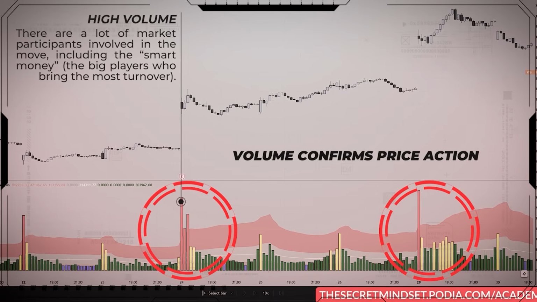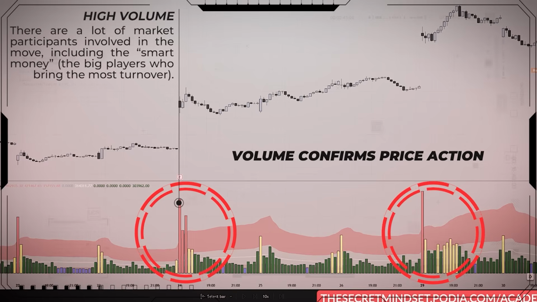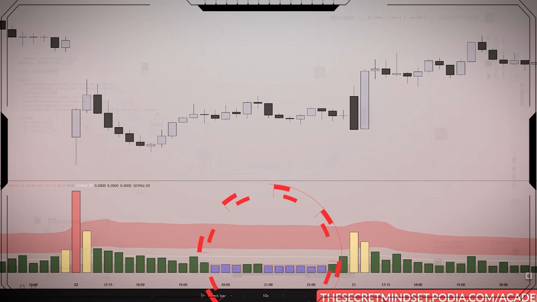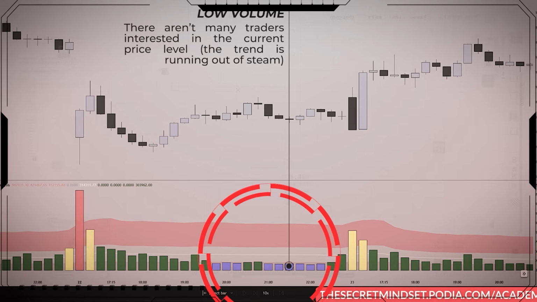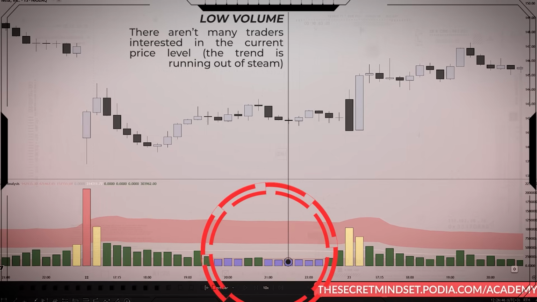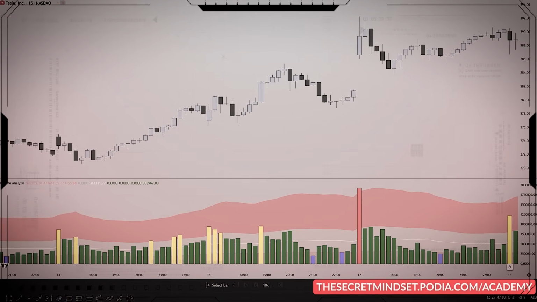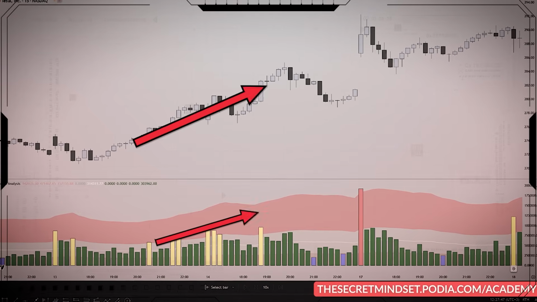This is a good sign because it confirms that the market activity is real and not just a fluke. On the other hand, low volume suggests that there aren't many traders interested in the current price levels, which could mean that the trend is running out of steam. Volume can also help you evaluate the health of a trend.